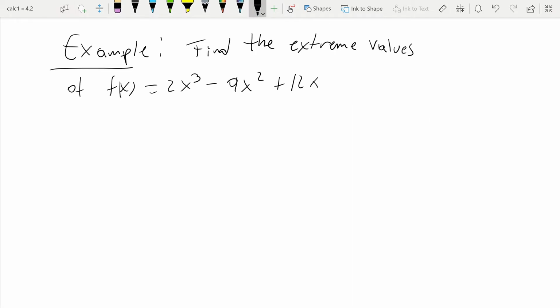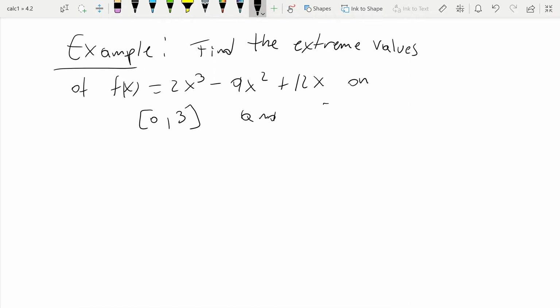And we're asked to do that on two different intervals. So the two separate problems have the same function, but you're asked to find the extreme values on [0, 3] and on [0, 2]. A very important point here is that finding extreme values of a function f is strongly dependent on the interval in which you're doing the analysis.